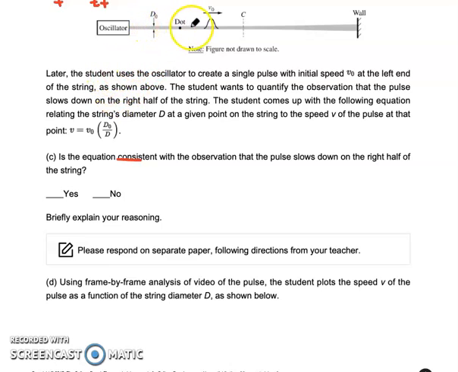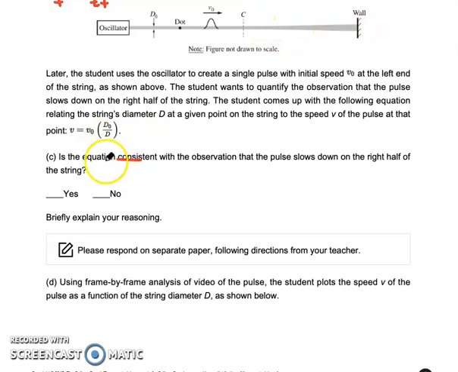So now we're creating a pulse that travels along here, and they hypothesize that the pulse depends on the diameter of the string d, and they come up with this equation. And we don't know if it's true or not, but we want to go with it. So they asked, is the equation consistent with the observation that the pulse slows down to the right half? In other words, when it gets to this thicker part, the idea is it should start slowing down.